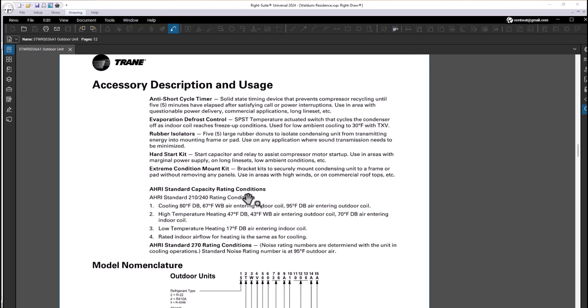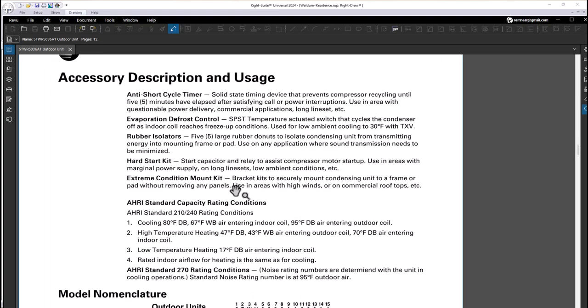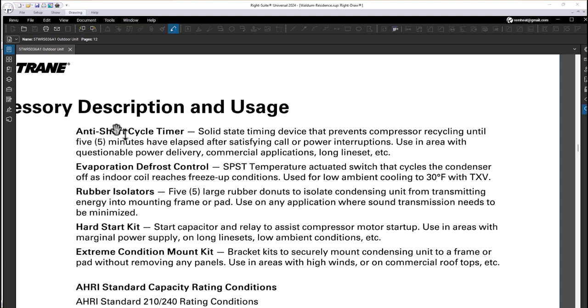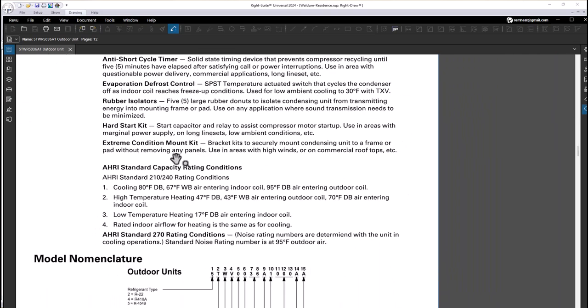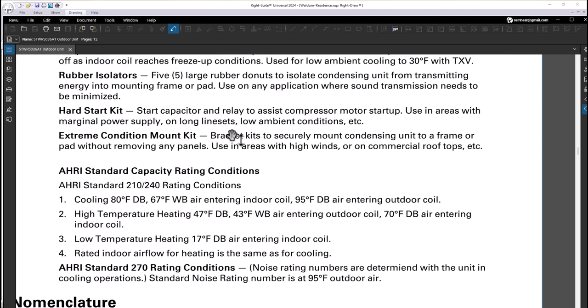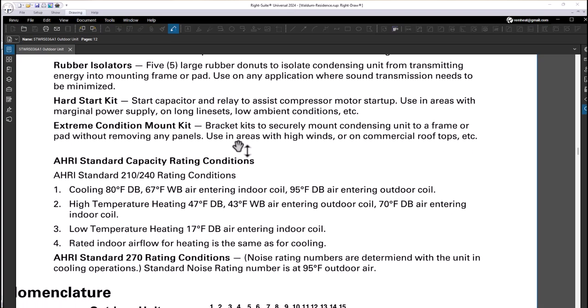Oh, there you go. This is the accessory description and usage. This lets you know what each one is. There you go, anti-short cycle timer. It says it prevents compressor recycling until 5 minutes. There you go. Extreme conditions mount kit, bracket kit, security mounting for the condensing unit auto frame. There you go.